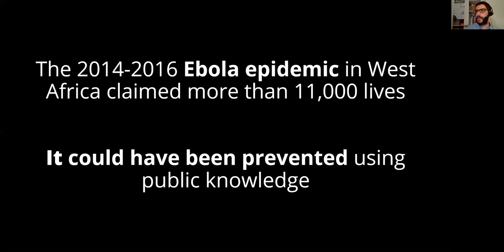prevented. And it could have been prevented using public scientific knowledge. Because one of the biggest problems back in 2014 was that the public health officials in the affected countries and around the world assumed that Ebola was not endemic to West Africa, so that it doesn't occur there. And that's why it took so long to put countermeasures into place for them to take effect. And that's why so many people died.